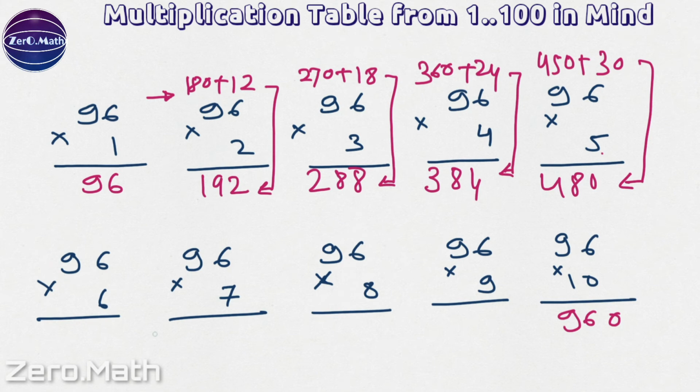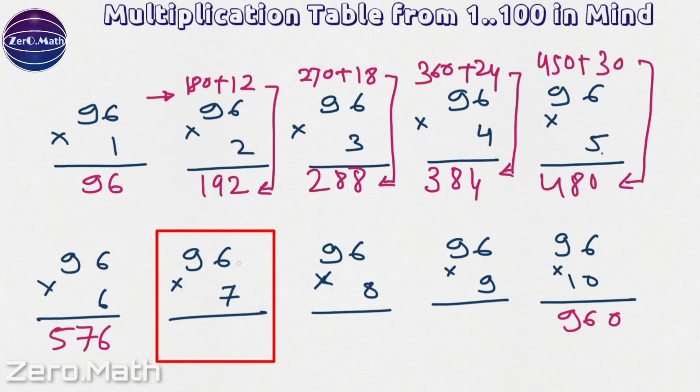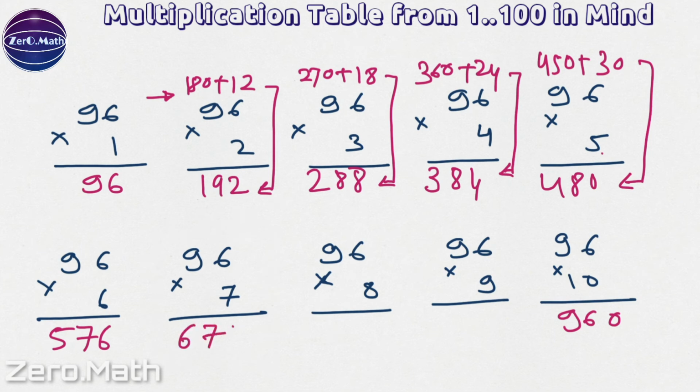The next example, I will not even write the steps. I will directly write down the answers. So 9 sixes are 54. So this will be 540 plus 6 sixes are 36. So 540 plus 36 is 576. So 9 sevens are 63. So this will be 630 plus 6 sevens are 42. So 630 plus 42 is 672.